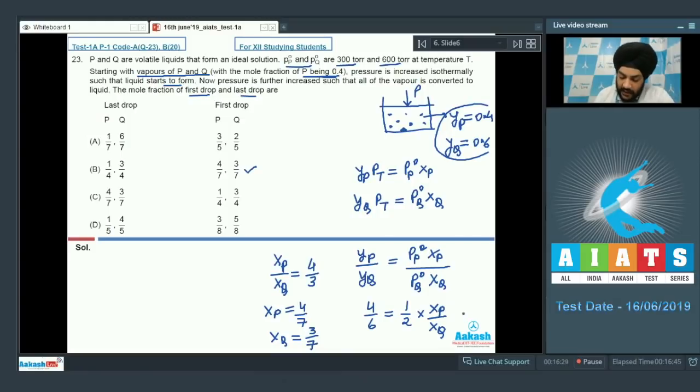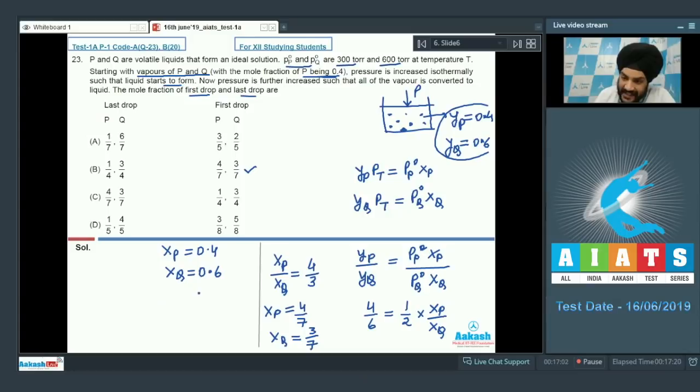We can now check for the other data which is asked in the question about the last drop. So now if we talk about the last drop, students, in the last drop we can see that whatever the vapors were present initially are now all converted into the liquid phase. So effectively, we can now have the mole fraction of P in the liquid phase equal to 0.4, whereas the mole fraction of Q in the liquid phase will be equal to 0.6. So we had already seen that all of these vapors will be converted into liquids.